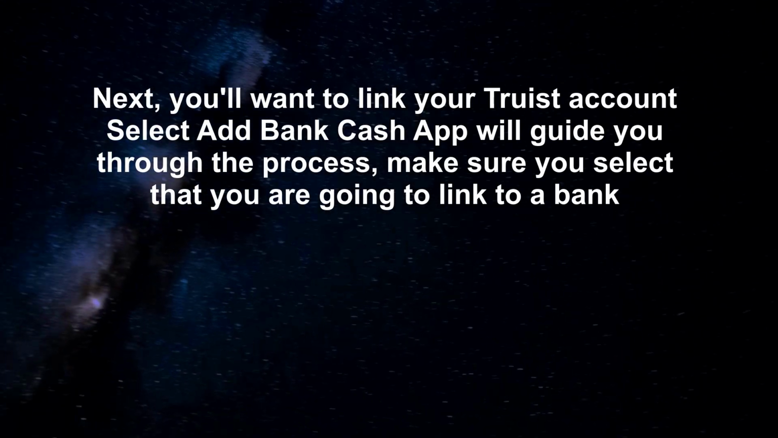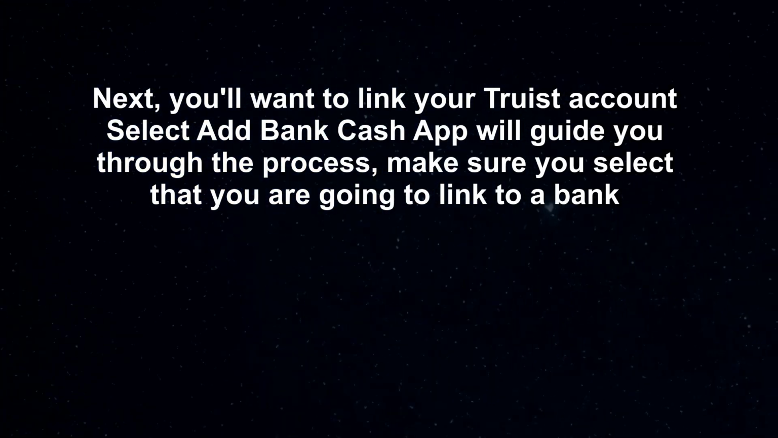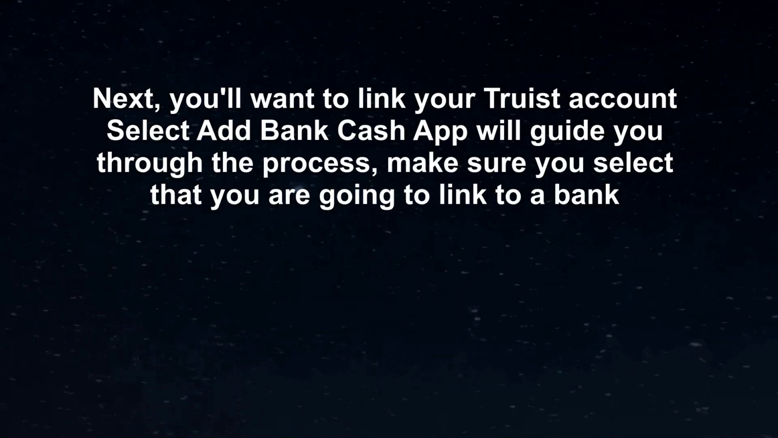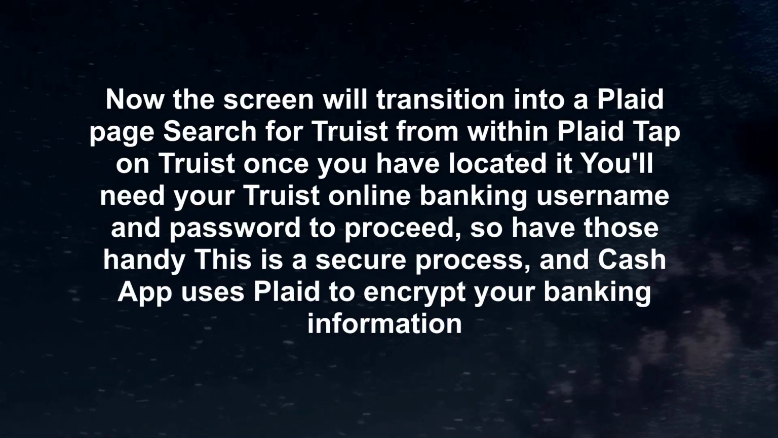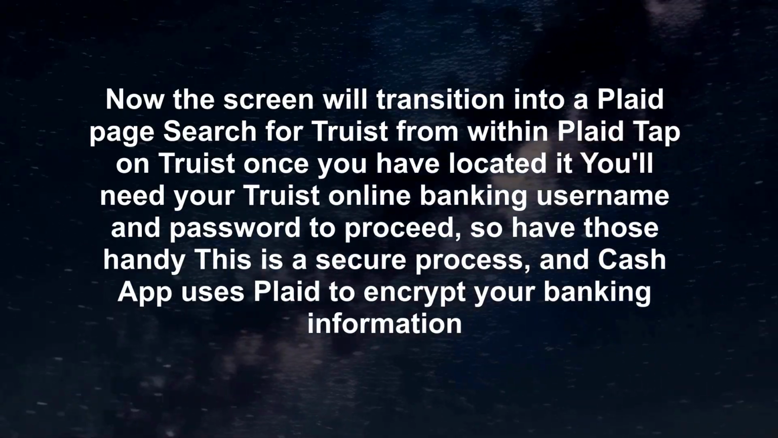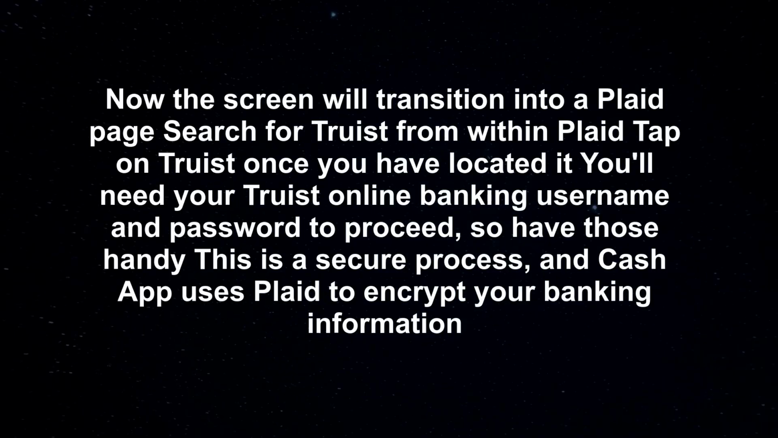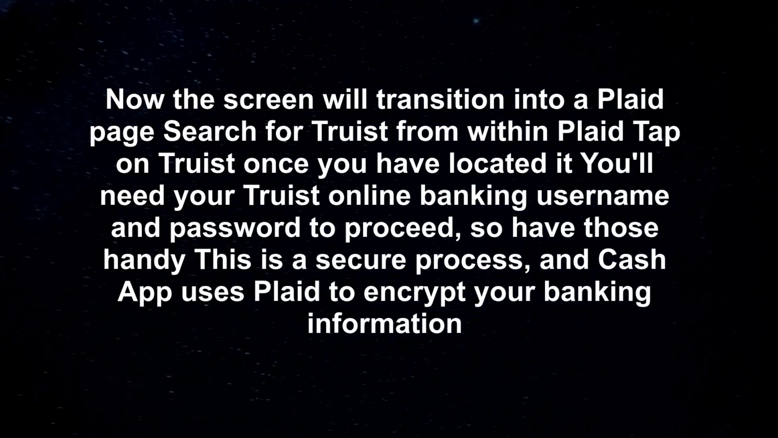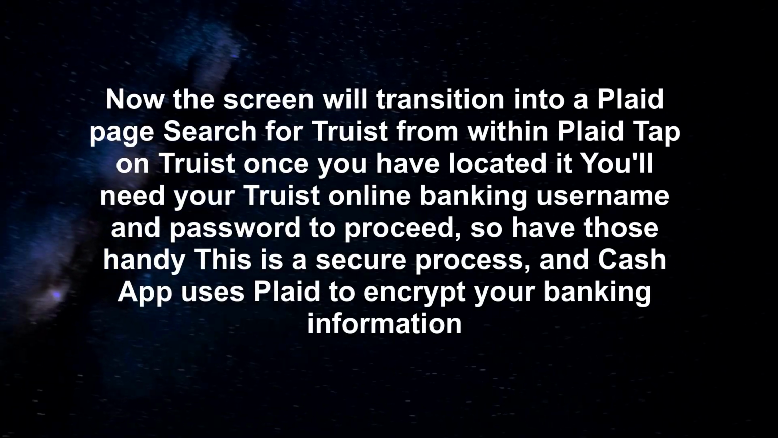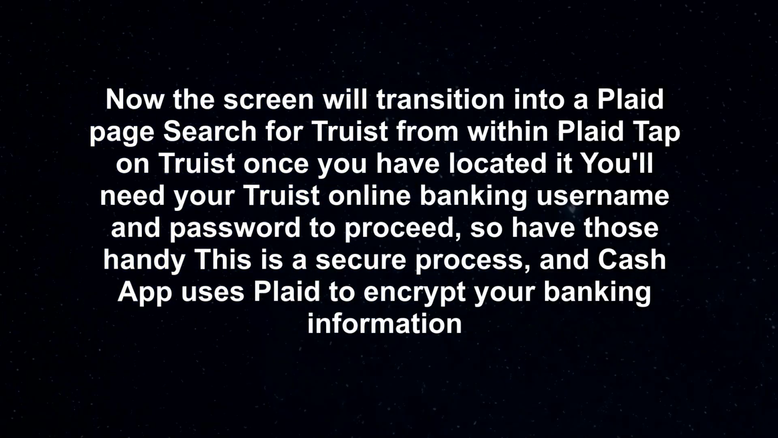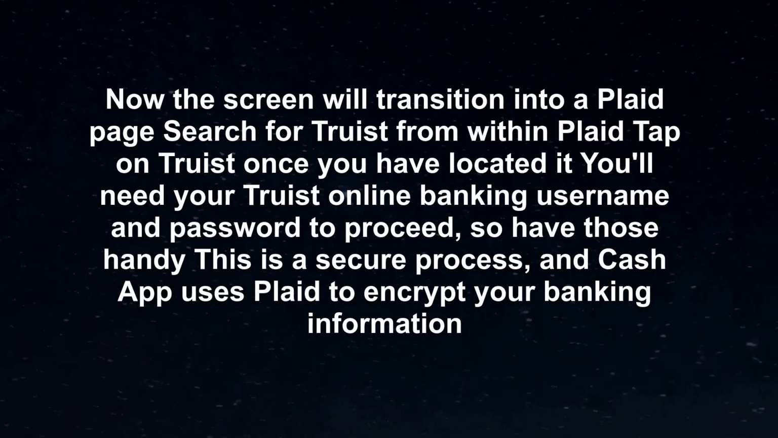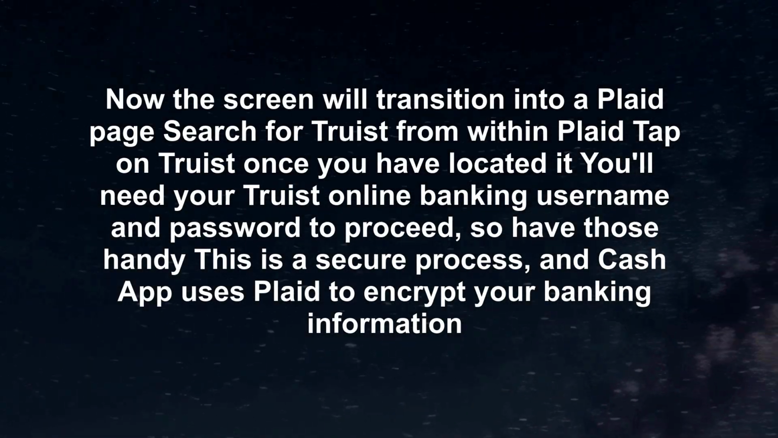Select Add Bank. Cash App will guide you through the process. Make sure you select that you are going to link to a bank. Now the screen will transition into a Plaid page. Search for Truist from within Plaid. Tap on Truist. Once you have located it, you'll need your Truist online banking username and password to proceed, so have those handy. This is a secure process, and Cash App uses Plaid to encrypt your banking information.